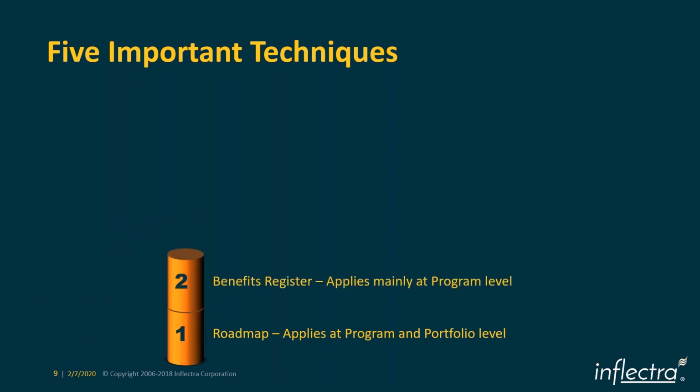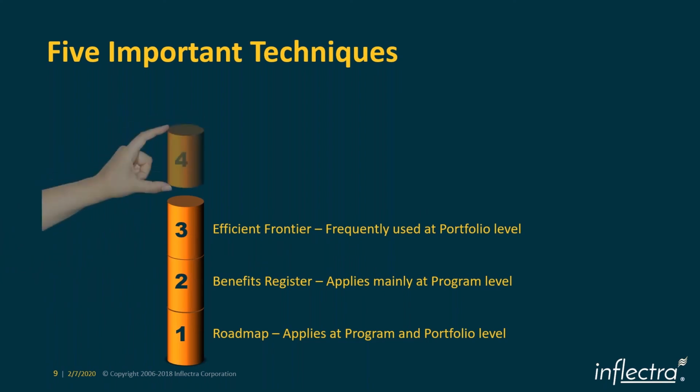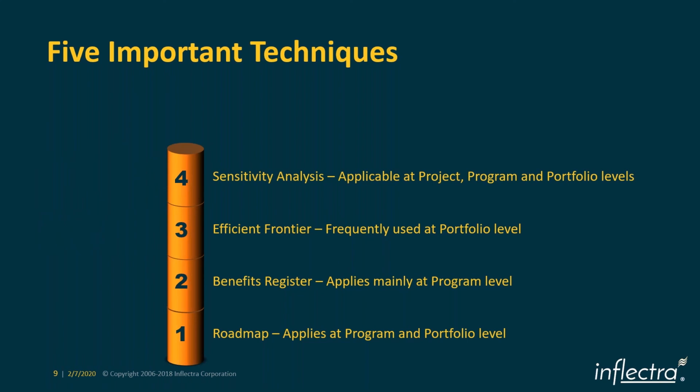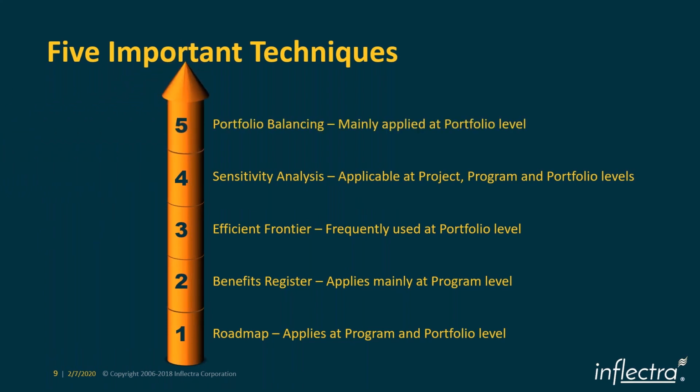The second one is going to be benefits registers, mainly at the program level. The third one is a technique called efficient frontier, which is used primarily at the portfolio level. And the fourth one is going to be sensitivity analysis. It is applicable at even project level, program, and portfolio levels. And finally, the portfolio balancing, primarily at the portfolio level, because it's at the strategic enterprise business value. So not putting them in a particular order or sequence, but I'm going to be talking in the same sequence so that I'm able to cover all of them.